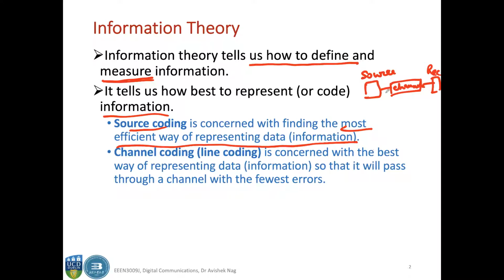Then you have channel coding. Next comes the channel. You can also have channel coding or line coding, which is concerned with the best way of representing the data so that it will pass through a channel with the fewest errors. Remember that the channel will add noise, and channel coding deals with a mechanism so that the noise affects the signal in the minimum possible way, or in other words, the information will pass through a channel with the fewest errors.